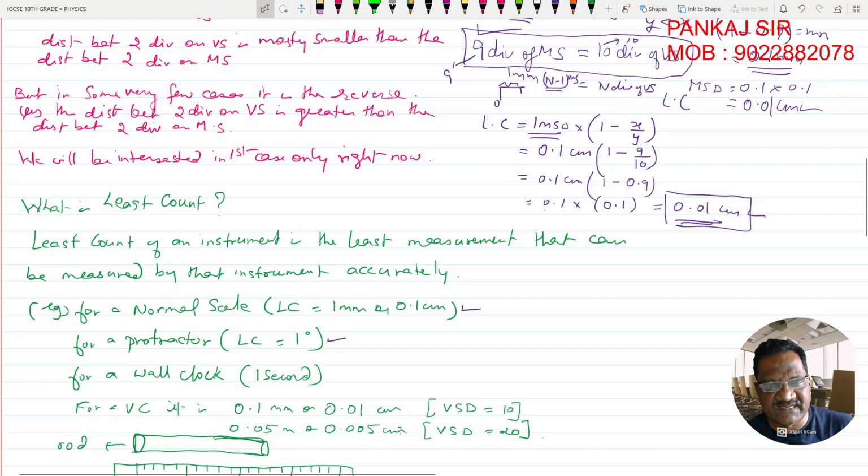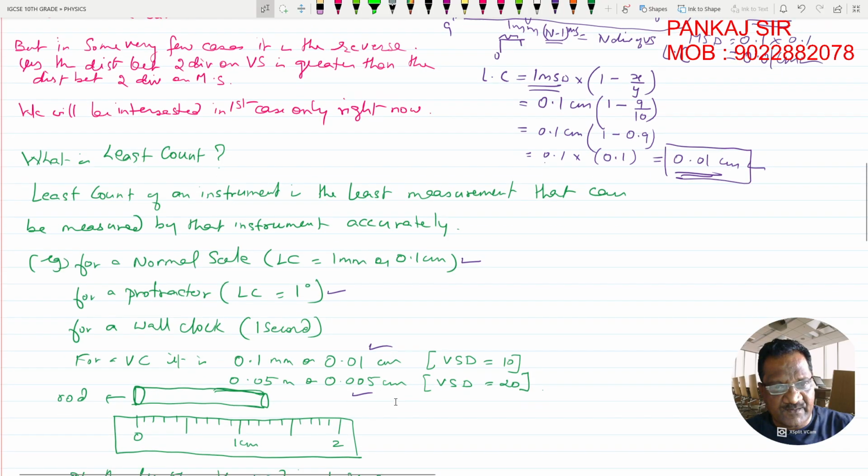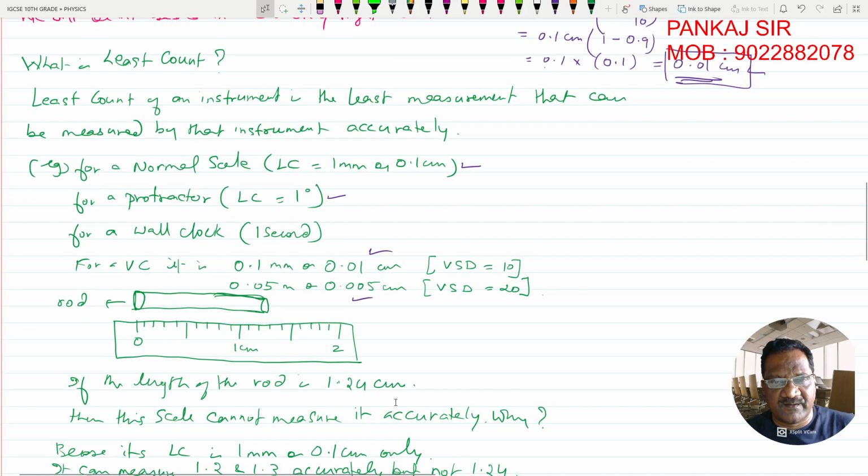Okay, for a vernier caliper, the least count can be 0.01 centimeter. There are certain vernier calipers where the least count is 0.05 centimeter. Okay, so depending upon the x and y values that you have taken in a vernier caliper, the least count of a vernier caliper can be still reduced.